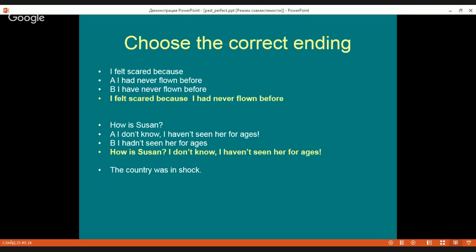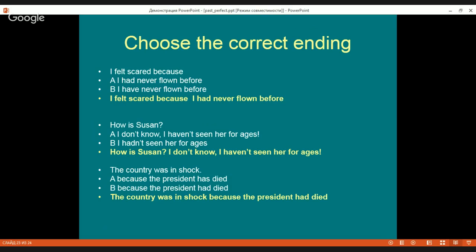The country was in shock because the president has died or because the president had died. Make your choice. You are absolutely right. The country was in shock because the president had died. Here we are talking just about a very unfortunate fact of the history of the country that is not the present experience. Well, guys, this is the end.